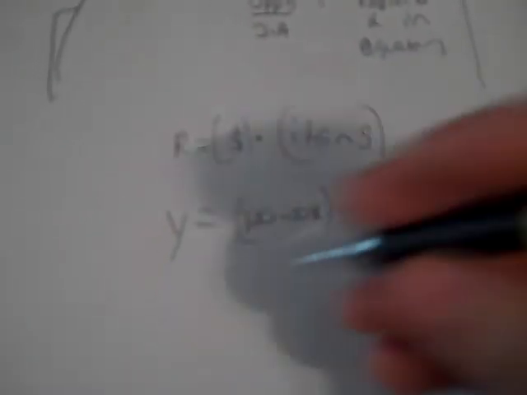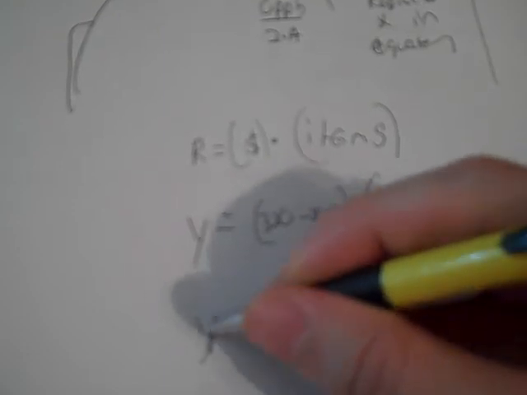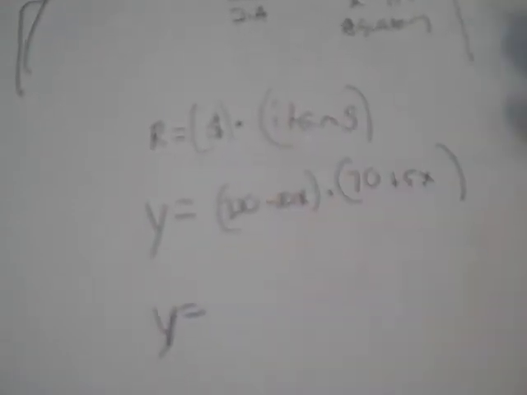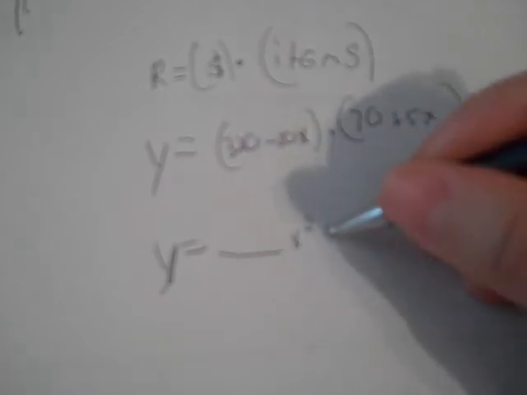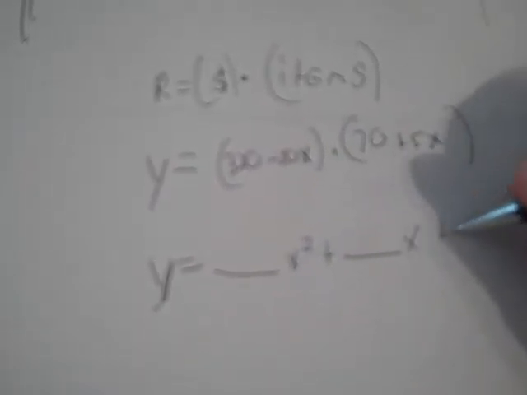Okay, that's the equation, but it's not going to work yet because I don't have an a and a b, because there's no x squared. So I need to FOIL this and find the product. So blank x squared plus blank x plus blank. And I could make you do that off to the side, but I'm going to go get my calculator. Just hold tight.